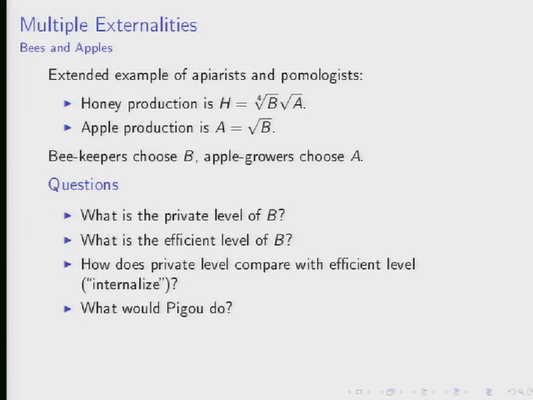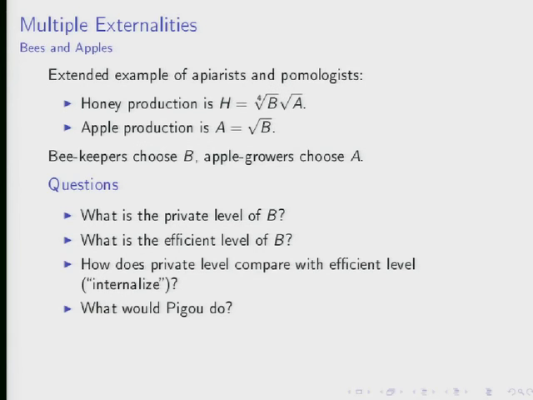To tackle that problem, I want to think about what an efficient level would mean here. We've got these two fields side by side, one producer producing honey, the other producing apples. One way to think about solving for the efficient solution would be to say, well, suppose there weren't two different owners. Suppose there was one farmer who owned the apple orchard and the beekeeping operation. That would be an example of achieving efficiency by integrating. So we have an integrated apple bee operation.